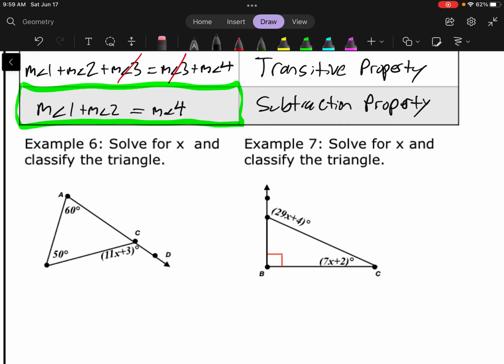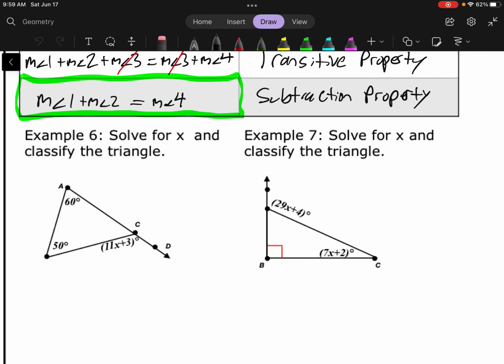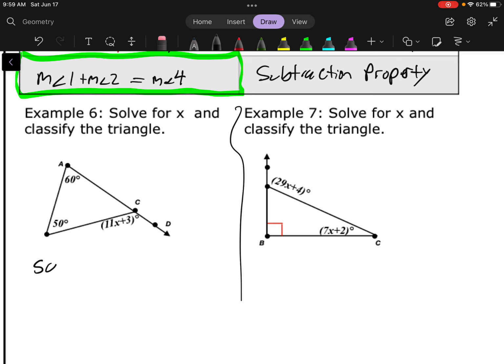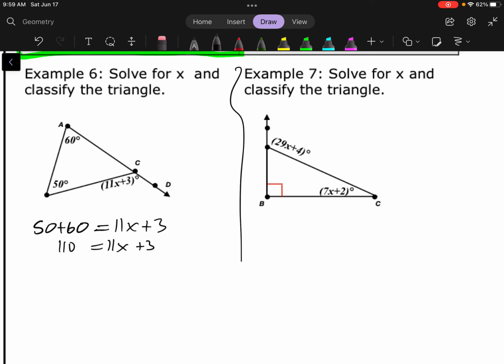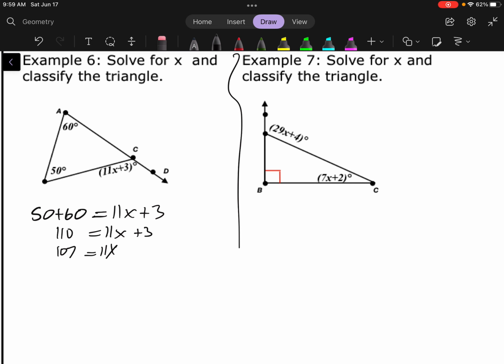If we look at these bottom ones here, we shall set up some exterior angle theorems. Example 6 over here, we got those 2 interior angles, 50 and 60. We know that if we add those together, it's got to be equal to 11x plus 3. 50 and 60 equal 110. If I subtract the 3, I get 107. It's equal to 11x. Well, that's not going to be a nice number, is it? 107 divided by 11 is, we'll just round it to 9.7.